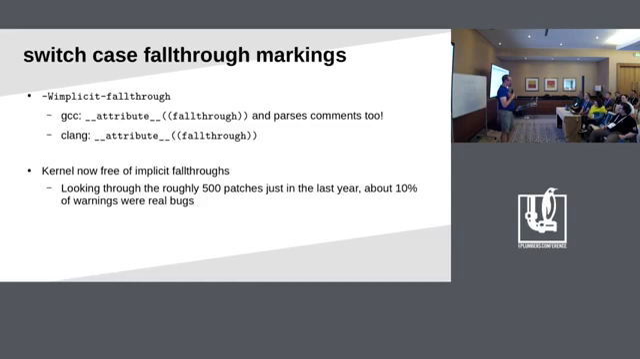And the kernel is free of implicit fall-throughs at this point, mostly thanks to Gustavo's work. And in the roughly 500 patches just in the last year alone, about 10% of those warnings were real bugs. So it was actually a pretty high number of actual missing breaks in the kernel. So this has proven a good thing to turn on and a nice change to make in the kernel's sort of C dialect, in that we don't want to have implicit fall through anywhere anymore.